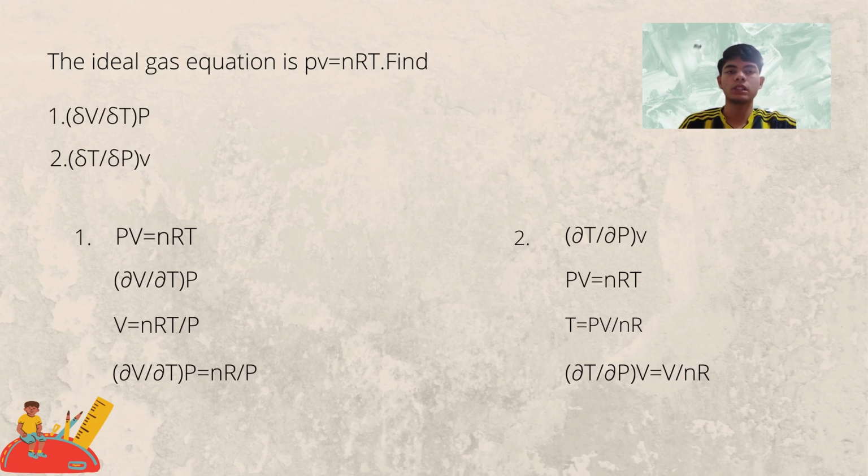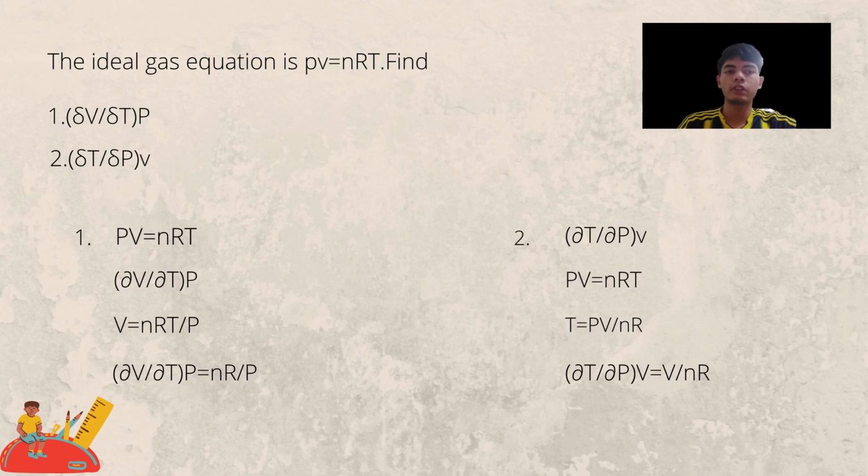For the second question, we do the same process to find dT/dP. First, we make T the subject by dividing both sides by nR, and we get T equal to PV over nR. Before we differentiate the equation, we need to make V a constant. So after we differentiate the equation, dT/dP is equal to V over nR.